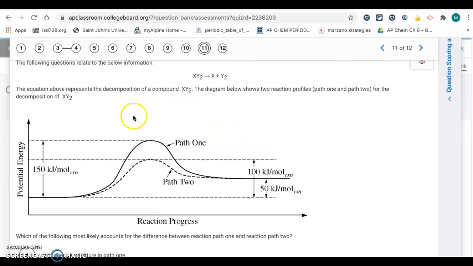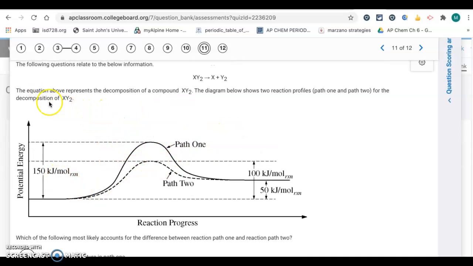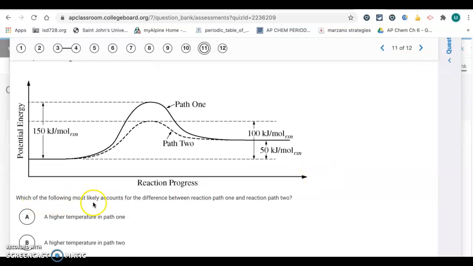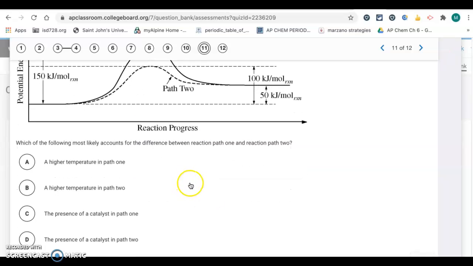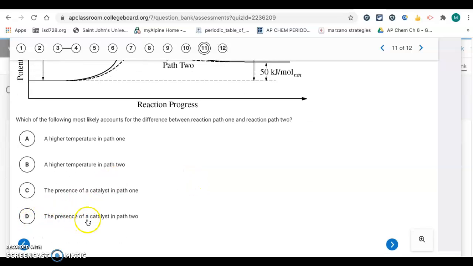Okay, another energy pathway. So we have this energy pathway representing that reaction. We have path 1 with the higher activation energy, and you have path 2 with the lower activation energy. So the question is, which of the following most likely account for the difference between reaction path 1 and reaction path 2? So when you have a lower energy pathway, that's caused by a catalyst. So it's just lower activation energy. So that means path 2 is a catalyzed reaction. So now we can look down here. So letter D, the presence of a catalyst in path 2. Letter D.